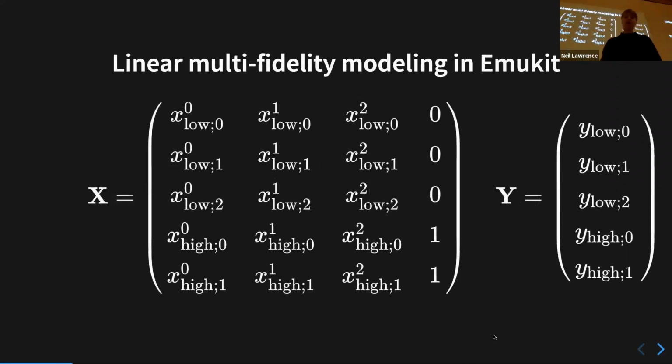So the overall x is now these x lows. So this is feature 0 of x low, feature 1 of x low, feature 2 of x low, and so forth. But what I'm adding here is an index. And here I've set the index to 0. And it's 0 if the function fidelity is low, and 1 if the function fidelity is high.